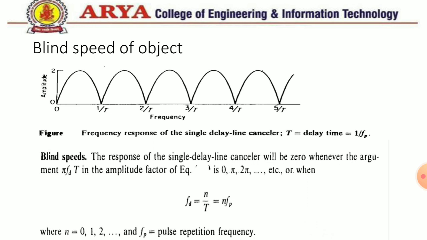So at a frequency at which the Doppler frequency Fd is equal to n fp, a multiple of the pulse repetition frequency, we cannot identify object motion. Why can we not identify the motion? The reason is the response is null. So this is blind speed.